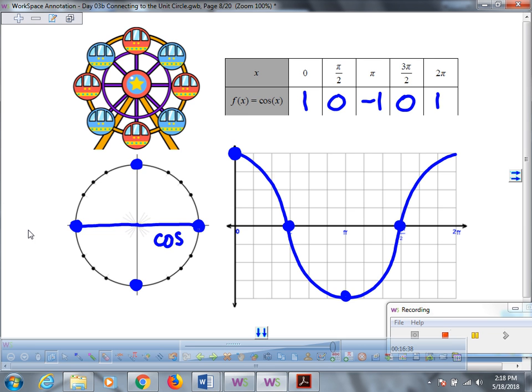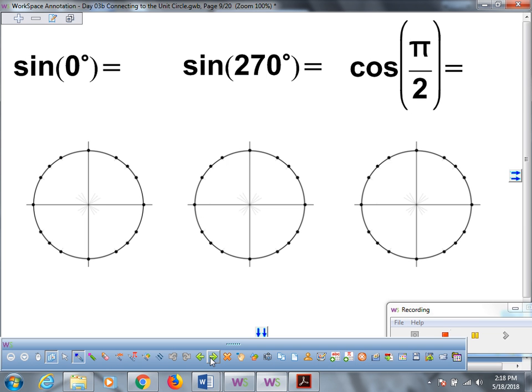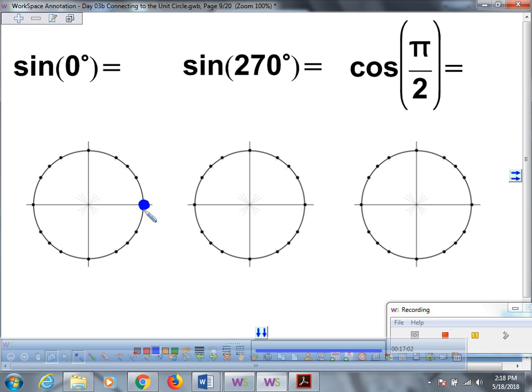Okay. So now let's play with these a little bit. What's sine of 0? Think of 0 degrees. That's why it's called a sine wave. So what's sine of 0? How high am I on the y-axis right now? Okay, so sine of 0, how far up or down am I on the y-axis? 0. Sine of 270, where's 270?